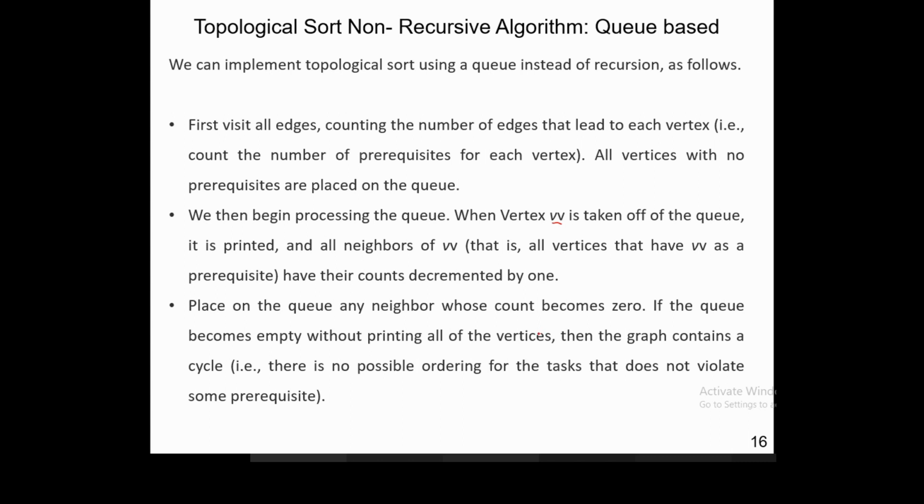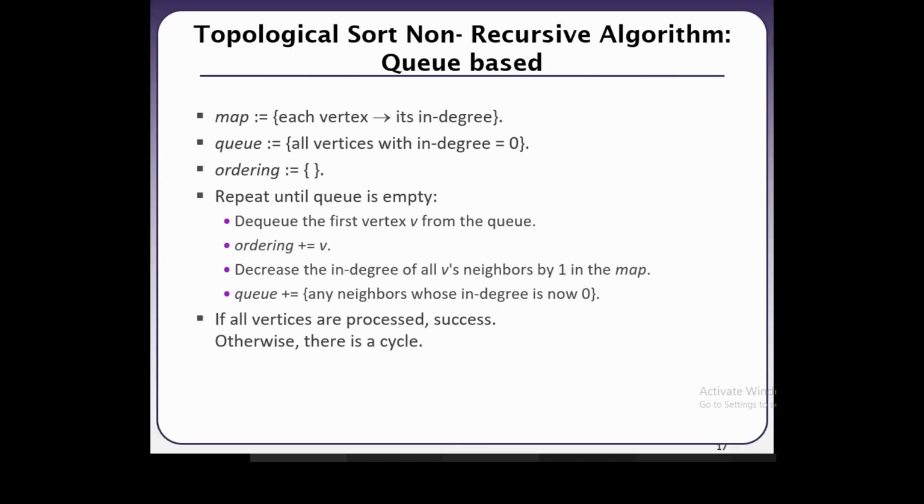If the queue becomes empty without printing all the vertices, then the graph contains a cycle. Otherwise, we will have a proper topological sorting order. So this is the non-recursive algorithm for the queue-based approach.